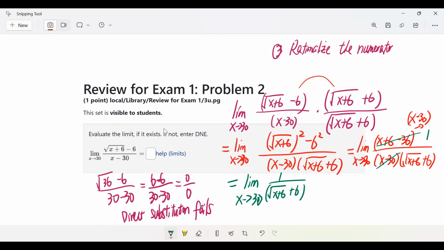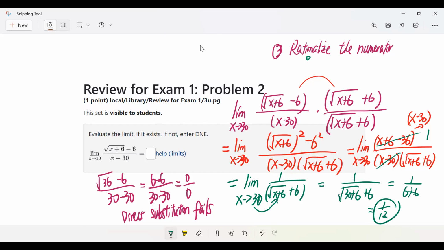So once we rationalize the numerator, then we redefine the function, we convert it to something else. Now direct substitution works. So we get 1 over radical 30 plus 6 plus 6. So this is 1 over 6 plus 6, that's 1 over 12. So the answer is just going to be 1 over 12.